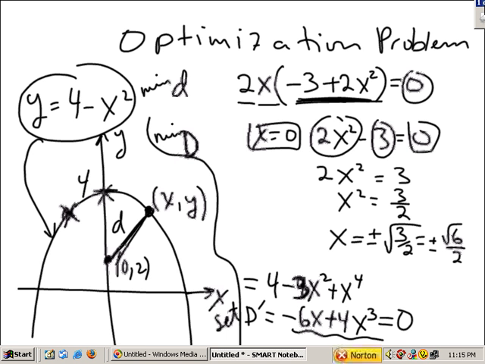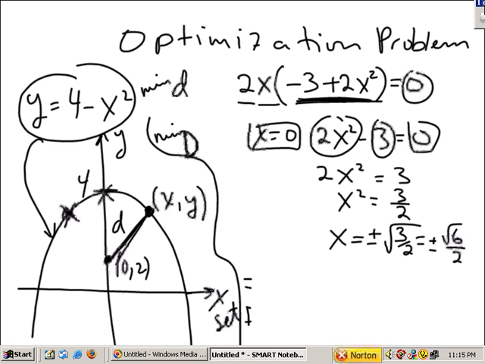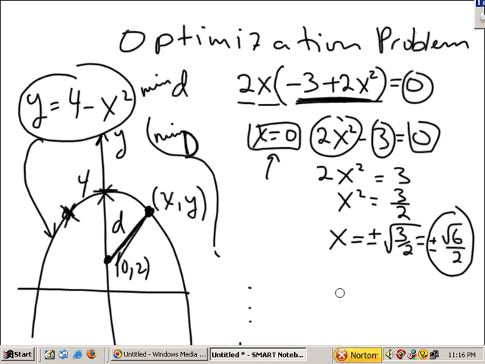Okay. So now we have 3 critical values. These two, and x equals 0. So we need to find out which of them gives us the max or min. We can take the second derivative.